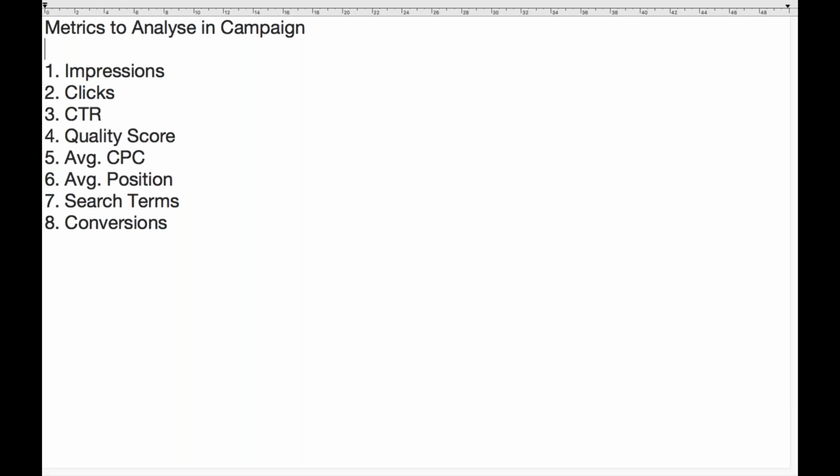Number 2, what are the clicks you are receiving from the given impressions? What is the number of clicks we are getting? Then number 3, you have to look at the CTR ratio. Is the CTR ratio good or not? What is the CTR rate?